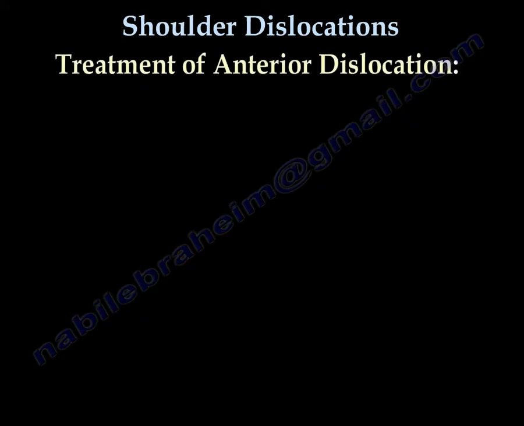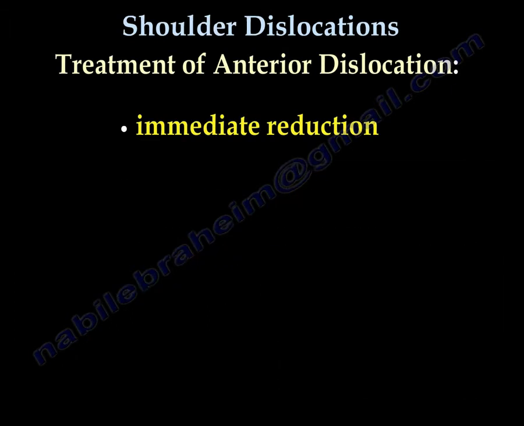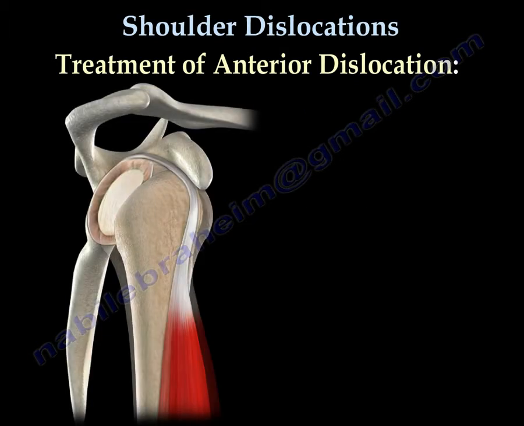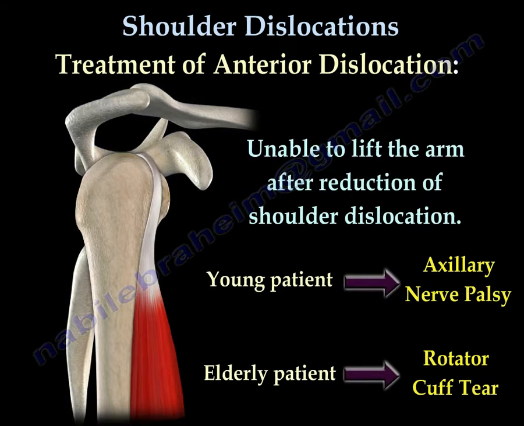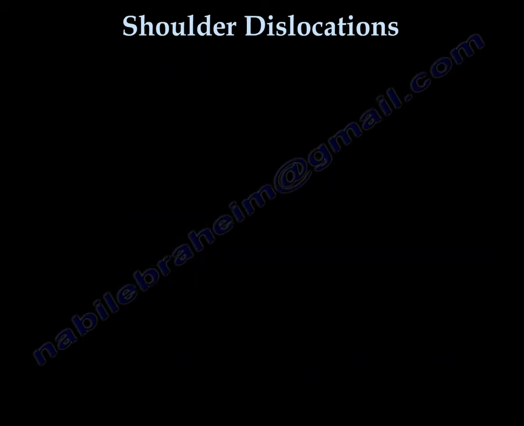Treatment of anterior shoulder dislocation: immediate reduction. Dislocation is ruled out or reduced if the patient can touch the opposite shoulder. Immobilization of the shoulder remains controversial in duration and position of the immobilization. Patient will be unable to lift the arm. Surgery usually reserved for patients with recurrent instability.